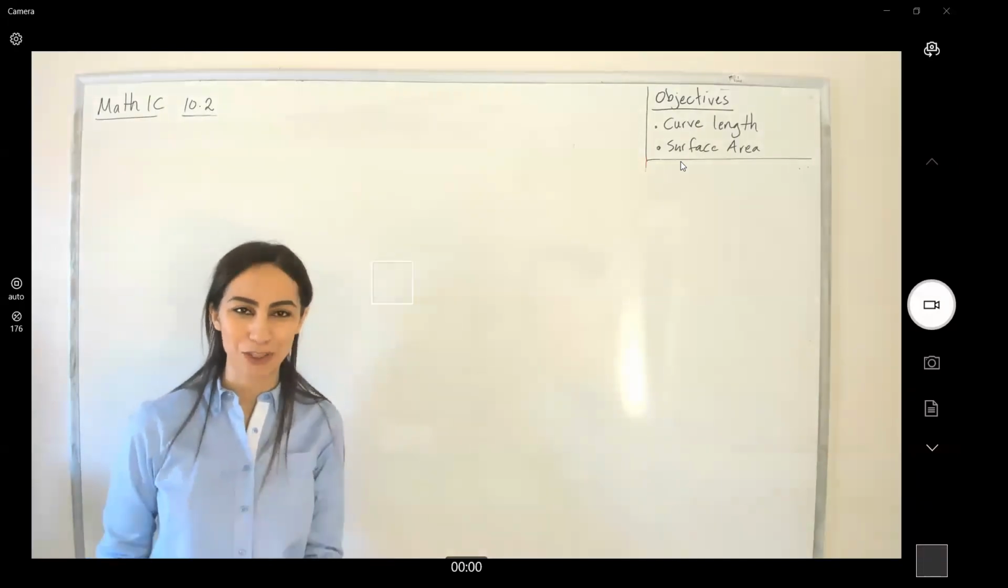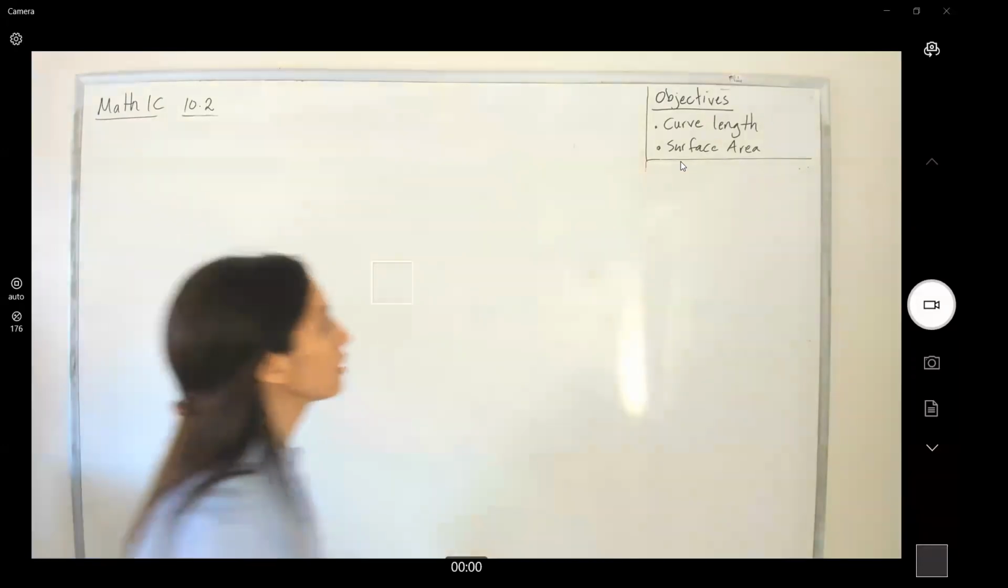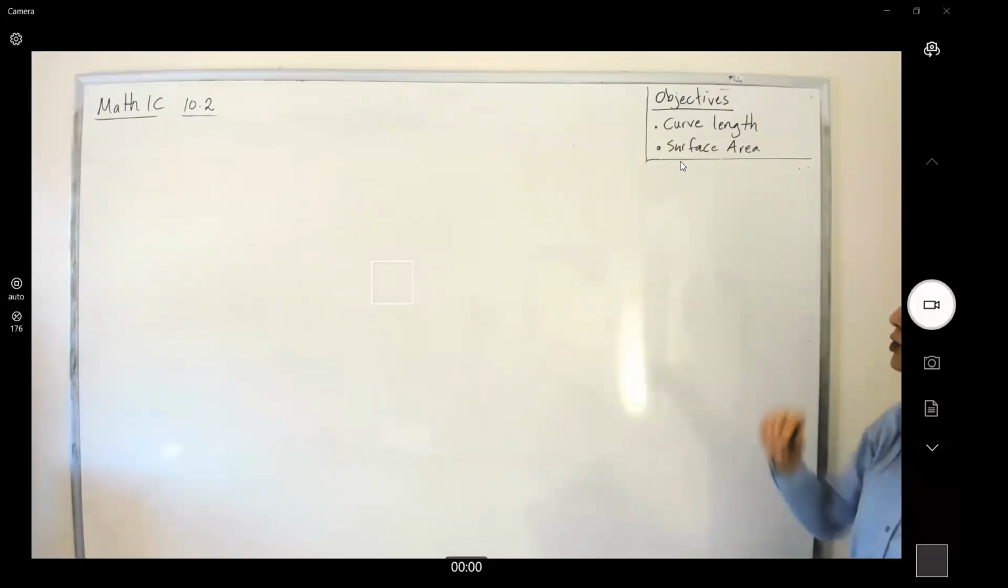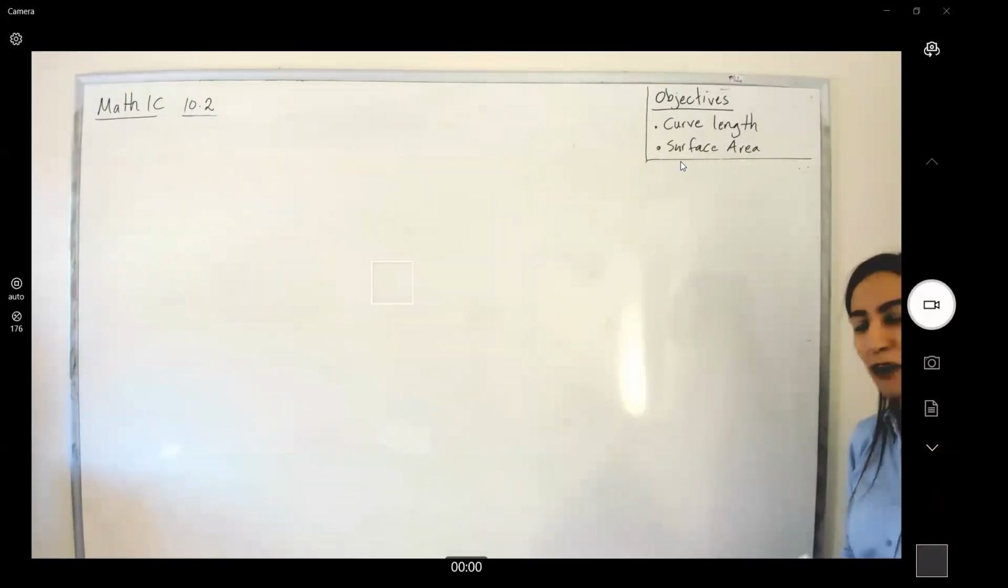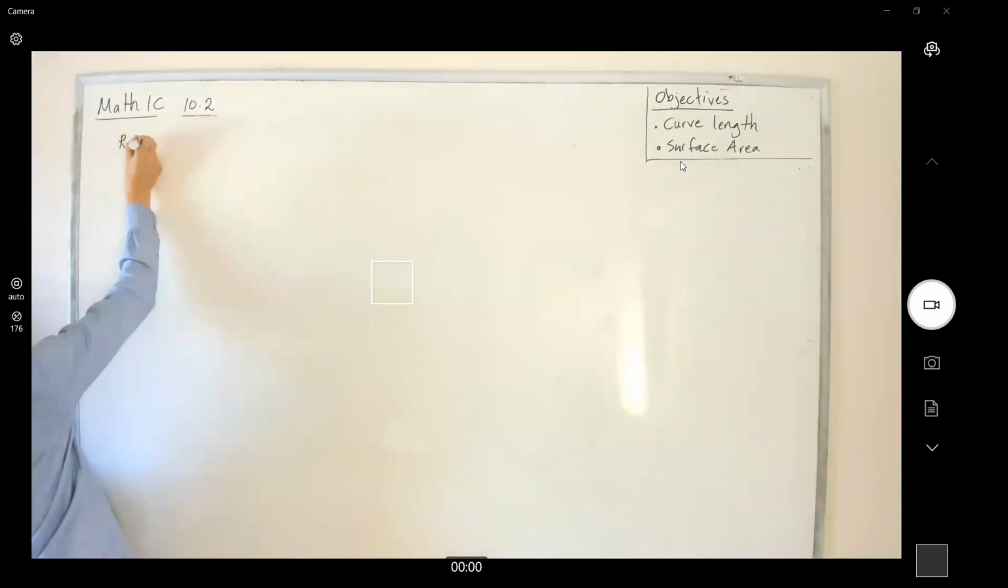So today we're going to finish up 10.2. Then we're going to do a little bit of group activity. Today we're going to focus on the formula for the length of a curve. And finally, we're going to revisit the surface area formula. So let's recall what you learned before.